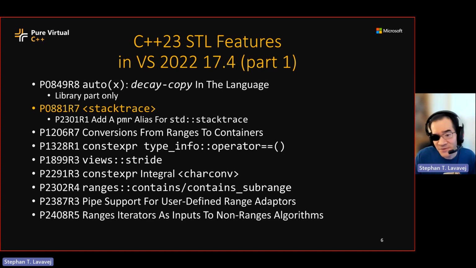We've got a small constexpr feature for type_info. We've got more ranges, view stride, that allows you to, as I recall, skip over elements of a range. We've added constexpr to charconv. That one was actually not too difficult because it was only the integral part, not the floating point part. Ranges algorithms to ask, do you contain this or do you contain a subrange? You can now have your own types participate with range pipe. This is where you type the pipe character and you can send data through a sequence or through a series of ranges, I should say.